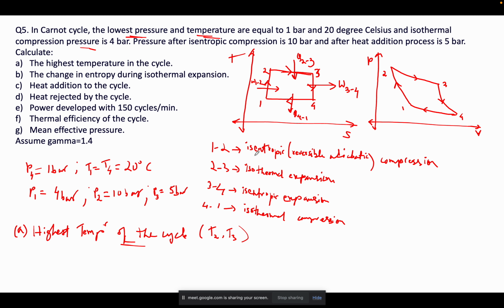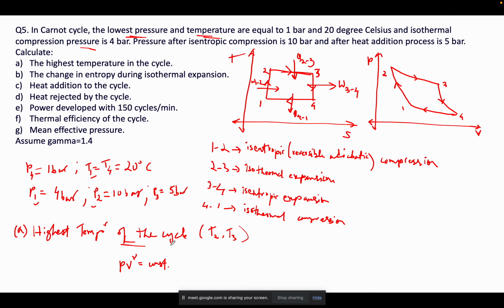Now we have T1, we have P1, we have P2, but we don't have T2. For the 1 to 2 process, we know 3 parameters, so we just need one more parameter. Now we know that this process is a reversible adiabatic process, and for a reversible adiabatic process, PV to the power gamma is equal to constant.